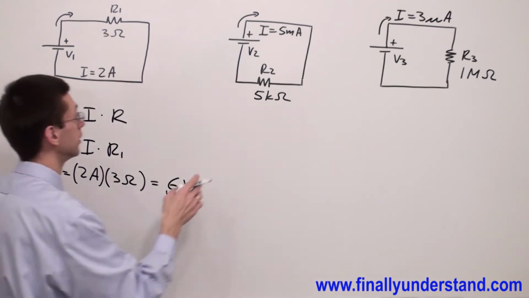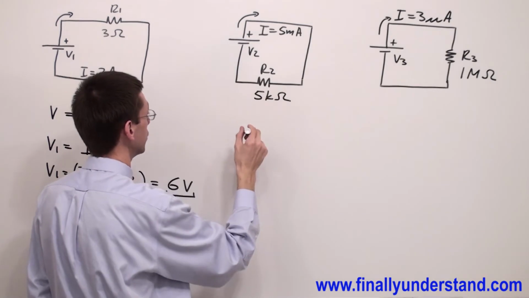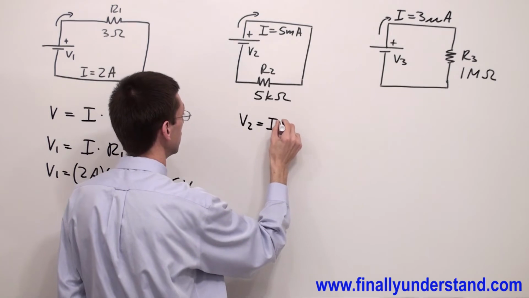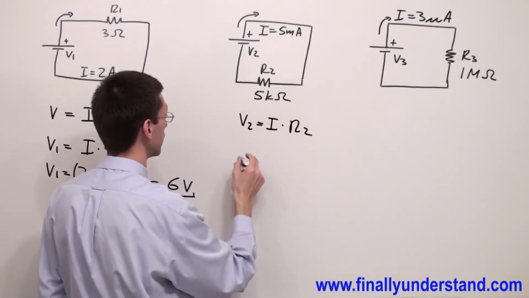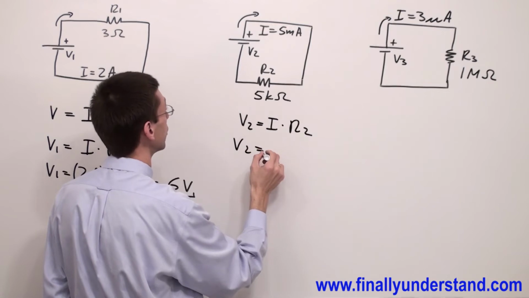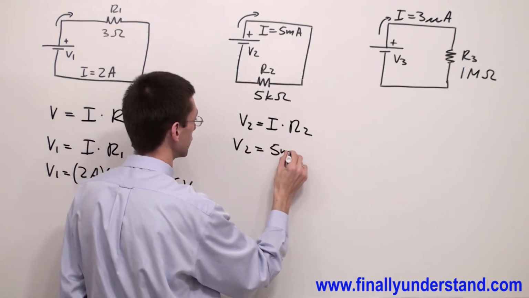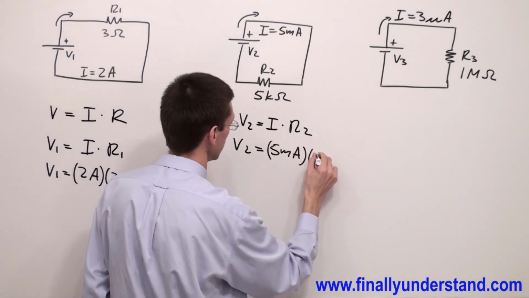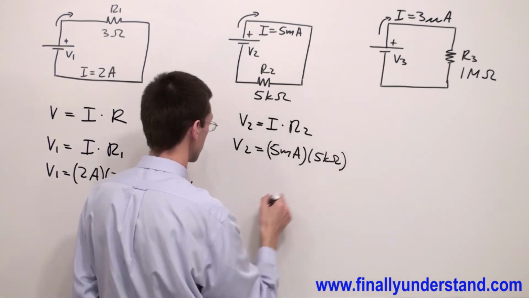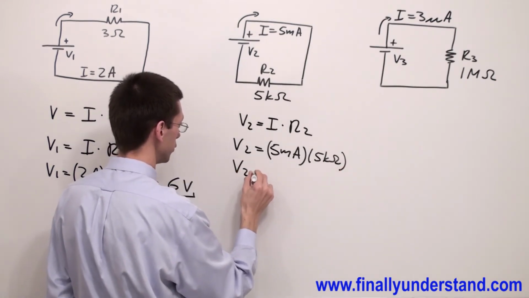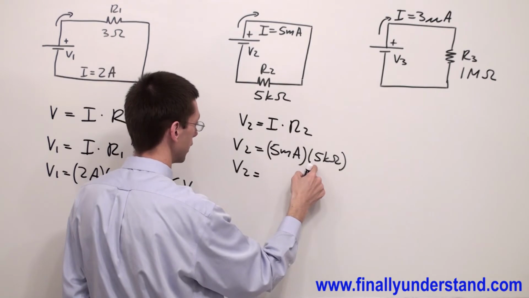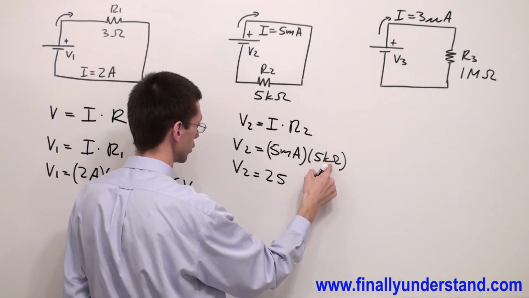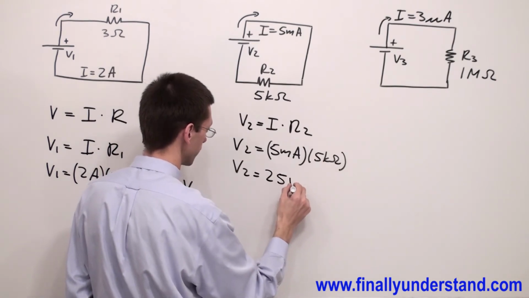Let's take a look at the second circuit. Again, we're supposed to find voltage. This time we have to find V2. V2 is going to be equal to I times R2. V2 is equal to I, 5 milliamps, times R2, which is equal to 5 kiloohms. V2 is equal to 5 times 5, which is 25, and milliamps times kiloohms is going to give me simply volts.